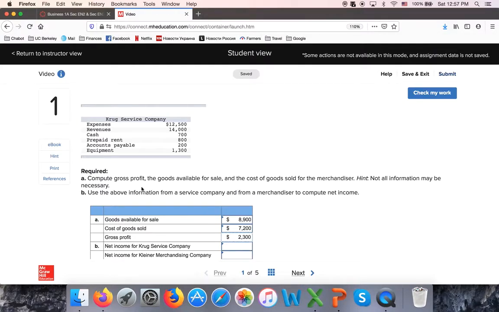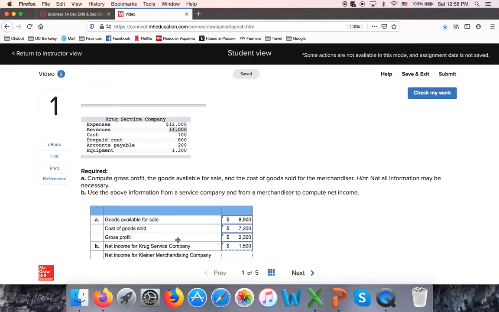Okay. B, use the above information from a service company and from a merchandiser to compute net income. So what is net income for Krug Service Company? There is a lot of data here. I just need revenues, 14,000, minus expenses. So 14,000 minus 12,500 equals $1,500. You're correct. That's net income for Krug Company.